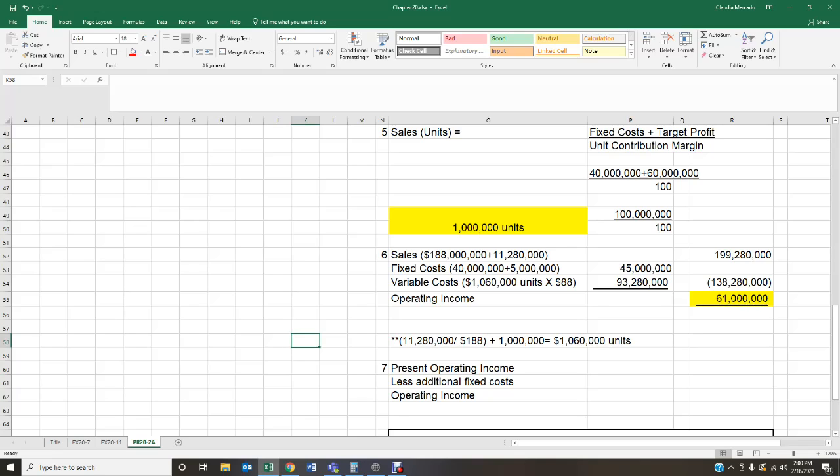That will include our updated sales figure, which is our original sales of 188 plus the 11,280,000 of the expansion. And then our fixed costs are going up by 5 million. That'll be 45 million. Our variable costs are also increasing based on the units. We have more units, so we have a higher variable cost. And then that will give us our maximum operating income of $61 million.